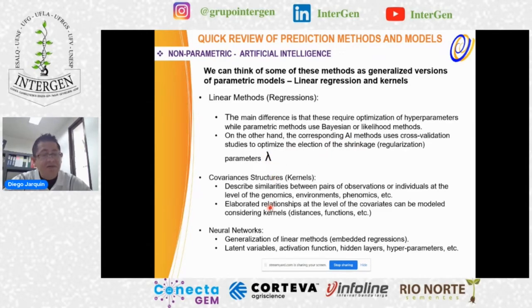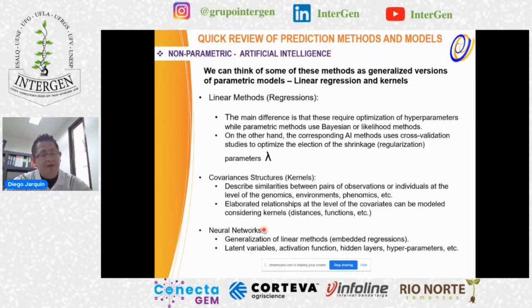Regarding the covariance structure based on kernels, these describe similarities between pairs of observations or individuals at the level of the genomics, environments, phenomics, etc. So we can think of elaborated relationships at the level of the covariates that can be modeled considering kernels. We can have distance functions, transformations, etc., in a way that the ultimate goal is to improve the correlation between pairs of entries for each one of the different model terms. It could be genomics, environmics, phenomics, etc.